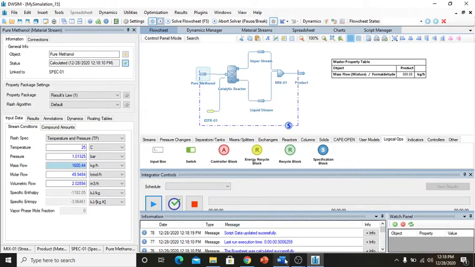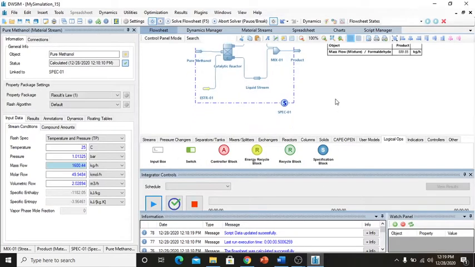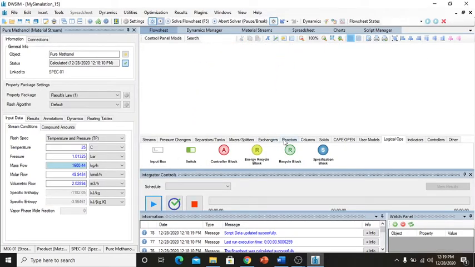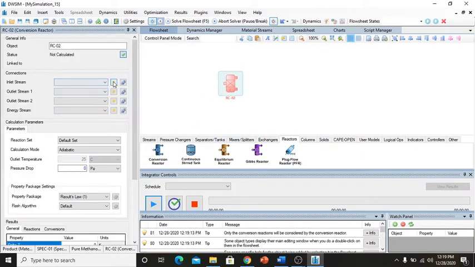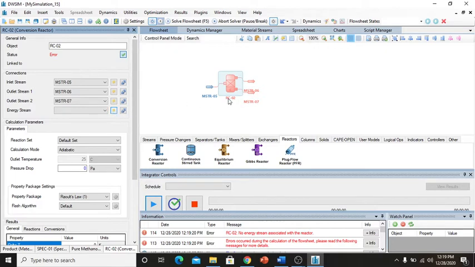Now let's move on to letter B. Letter B says to suppose the recovered methanol is recycled to the reactor and the single pass conversion remains 60%. We are asked to calculate the fresh feed rate of methanol and the rates at which it enters and leaves the reactor in kilomoles per hour. So this is the same setup. You'll be using the conversion factor. Okay, inlet, outlet streams, and then the energy stream. So the same here.